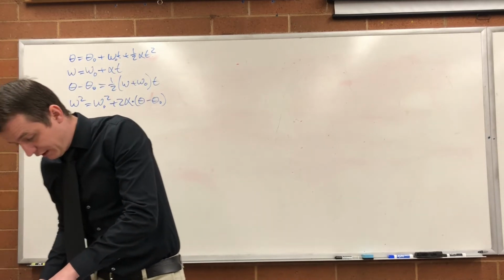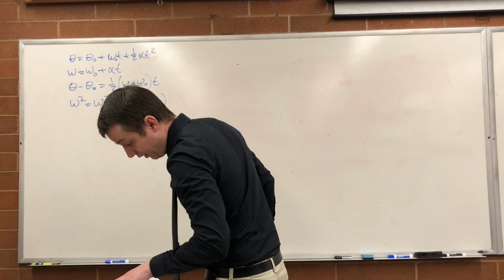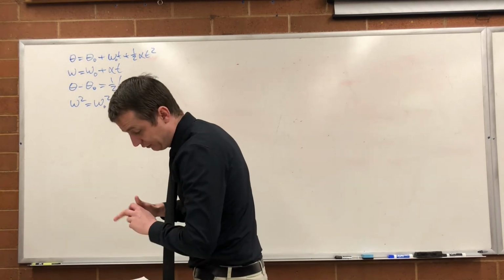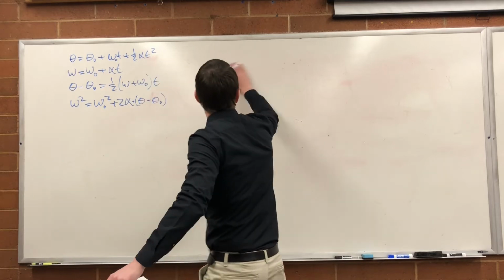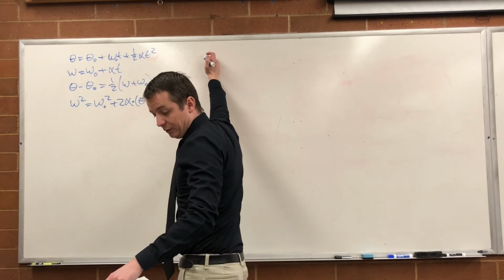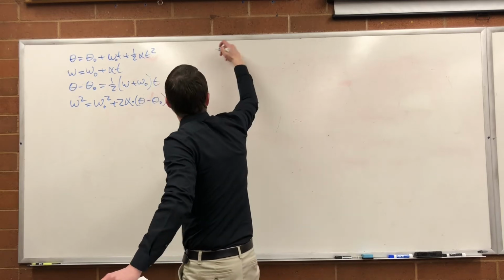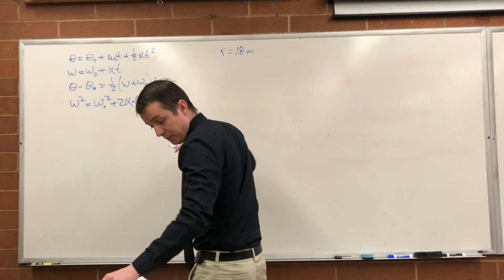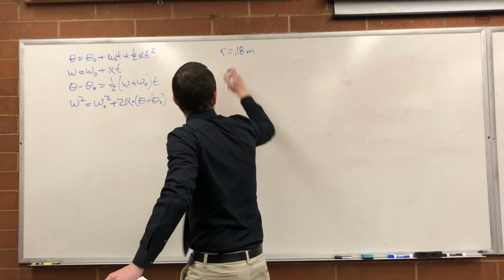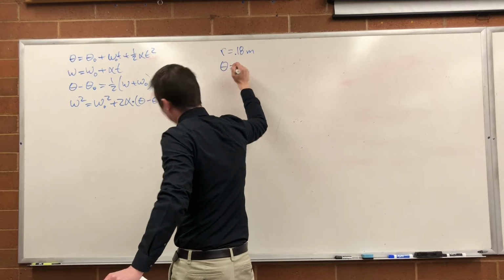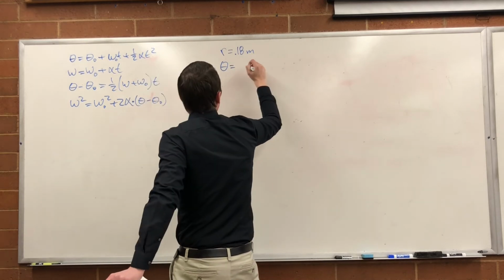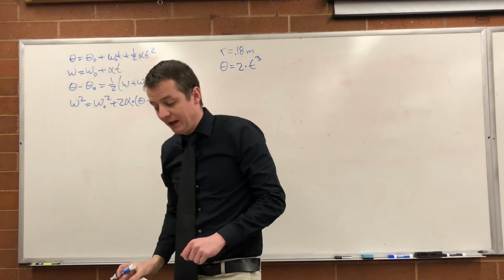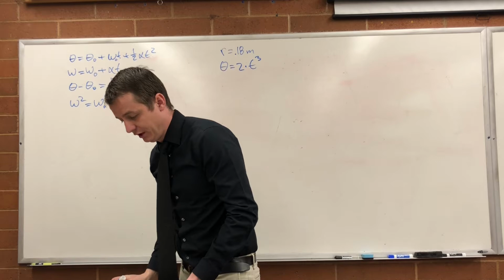The angular position theta of a 0.36 meter diameter flywheel. So just get information as I'm reading this. It says my flywheel has a diameter of 0.36 meters, so the radius of my flywheel is going to be 0.18 meters. And it says my equation for theta is equal to 2 times t cubed. So that gives me my angular position at any given time, right?